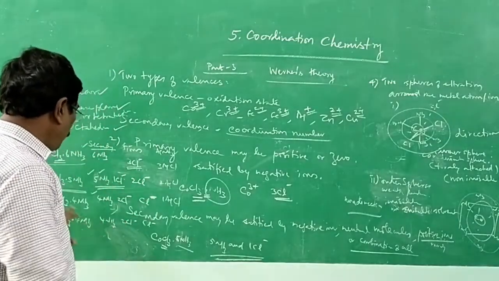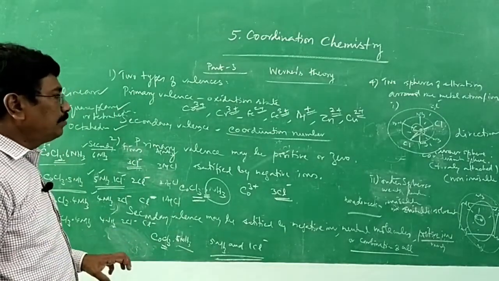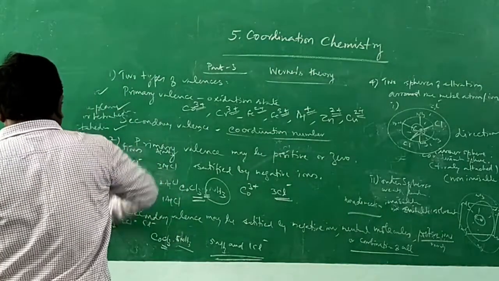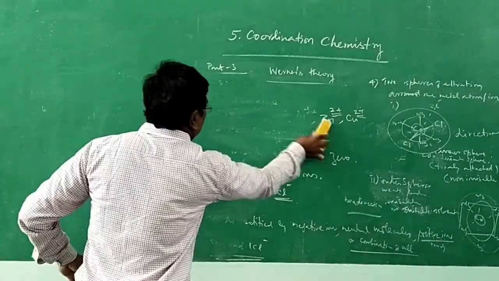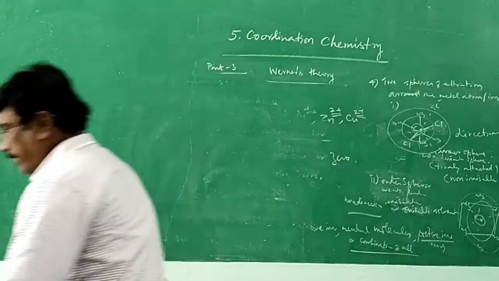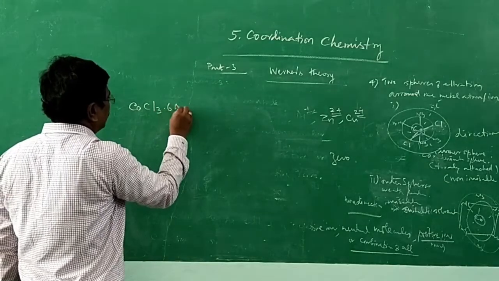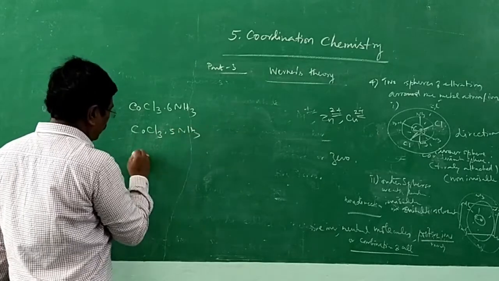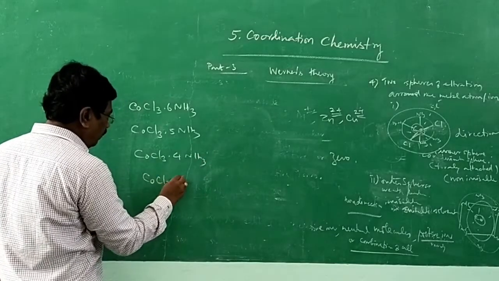Hope you understood. Even though I have written like this, when I speak, you might have understood very clearly. Let me rub and write once again so that you may understand well. We have taken a compound CoCl3·6NH3, CoCl3·5NH3, CoCl3·4NH3, another molecule CoCl3·4NH3.